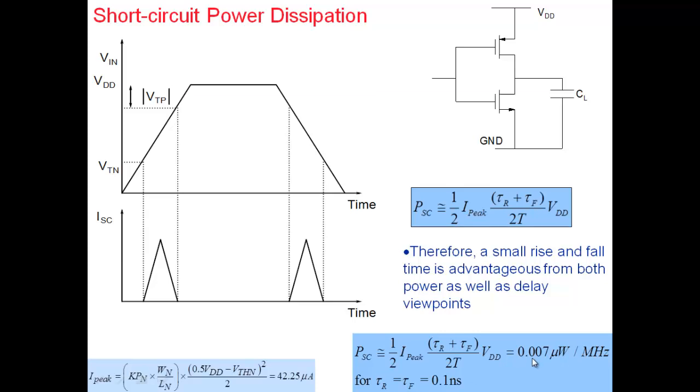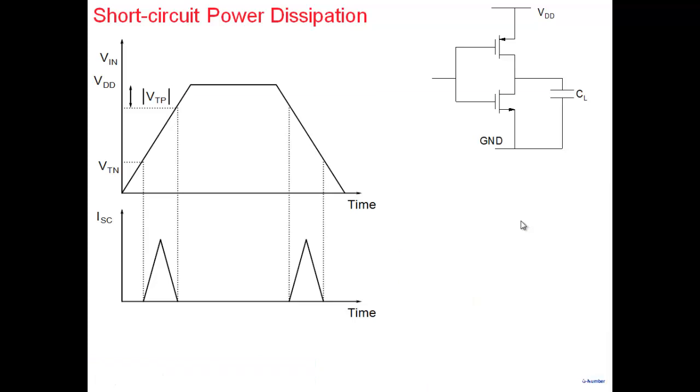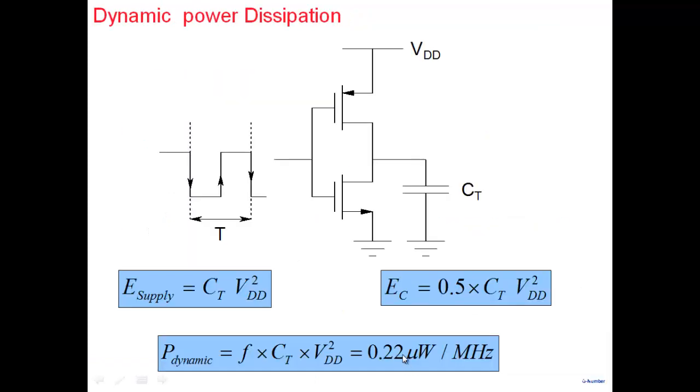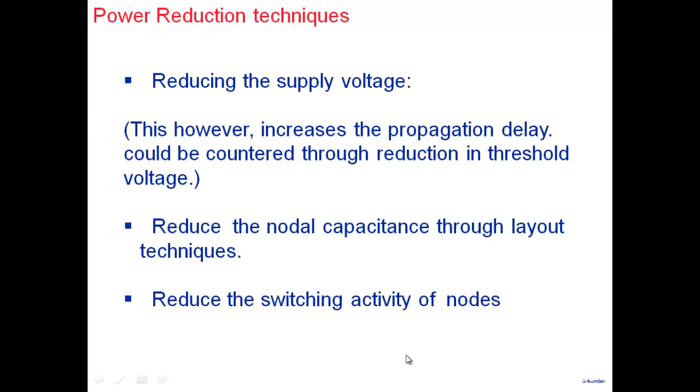So, but not as significant. You can see here 0.007 microwatts per megahertz. This is also proportional to frequency, as compared to the previous value, which was 0.22 microwatts per megahertz. So this is more significant here.